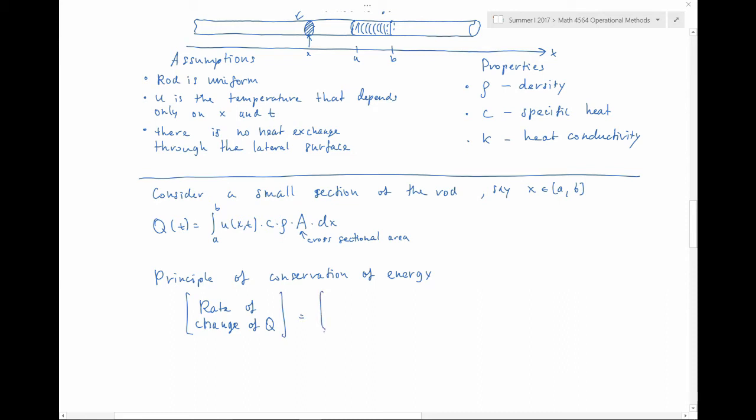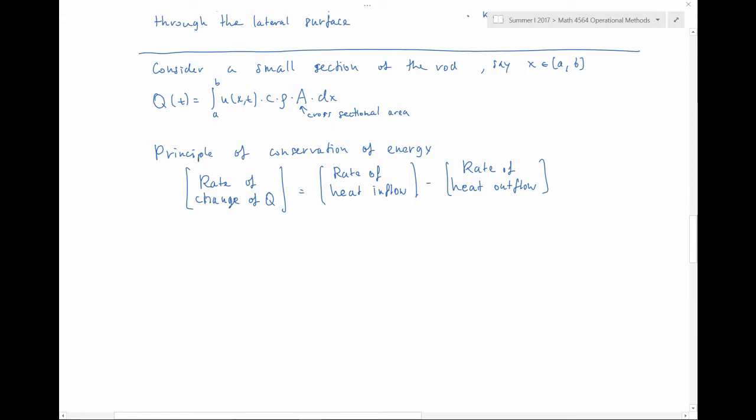So the rate of change of the quantity Q is the rate at which heat flows into the section minus the rate at which heat leaves that little section. The rate of change of Q is definitely the time derivative of Q. However, we also need to quantify the heat flow in or out. So we're going to define a heat flux.